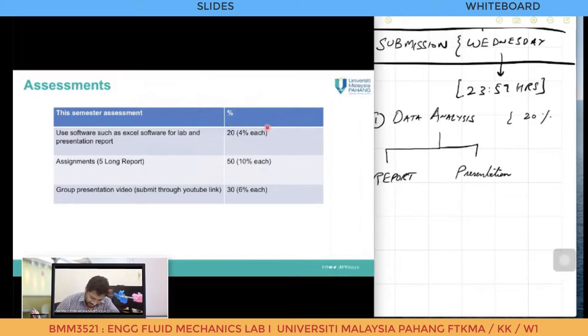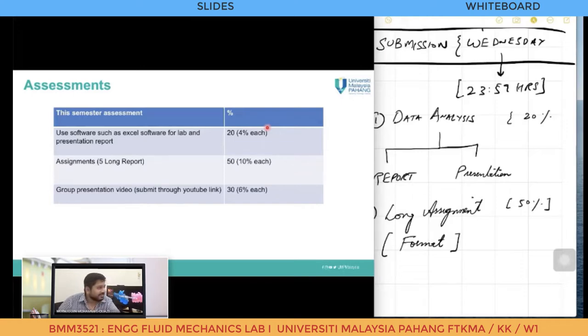Then number two, we have the assignment, which is called the long report, that you are going to submit to me on Wednesday, 2359 hours. That long assignment report has a specific format. That format I'm going to tell you, and it is 50% of the course marks. So 50% of the marks are for the assignment.